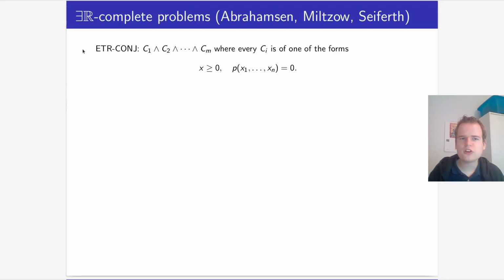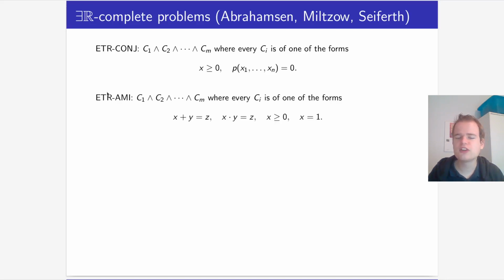For example, this ETR-CONJ, where instead of allowing any formula with these real variables, we only allow a conjunction of a set of constraints, where each constraint is of one of these two forms. Either it is some polynomial constraint, where some polynomial expression in some of the variables is 0, or it is a constraint of the form some variable is at least 0. And every ETR formula can actually be written in this way. So this problem is still ER complete.